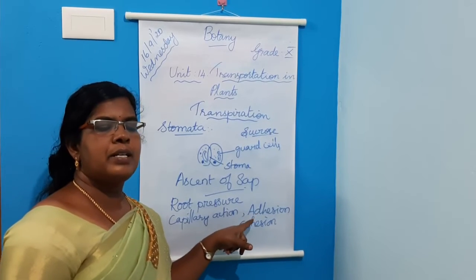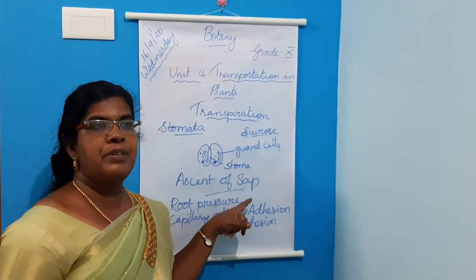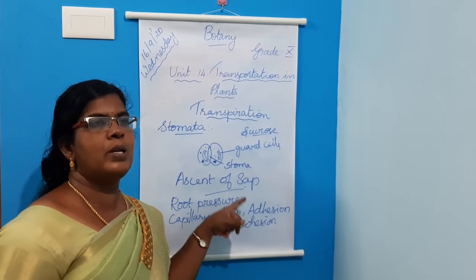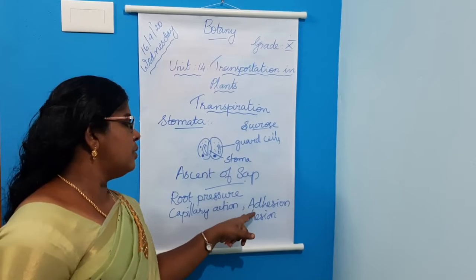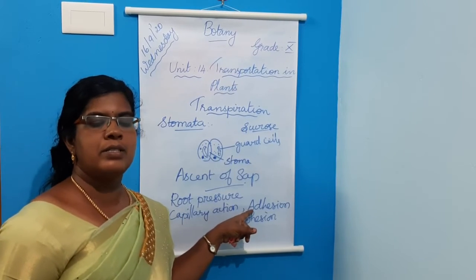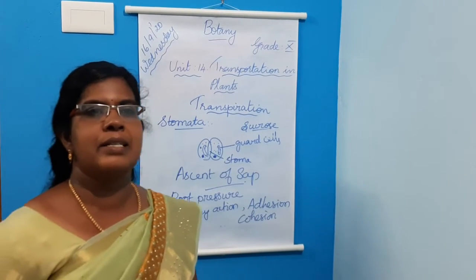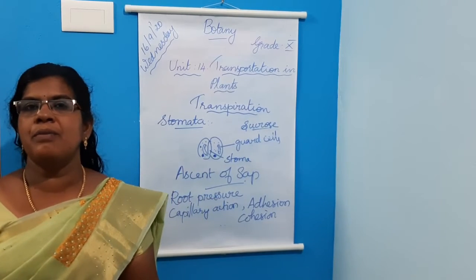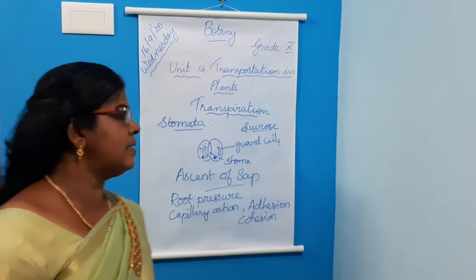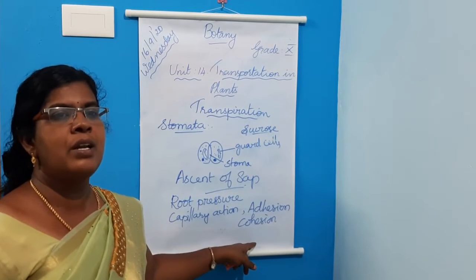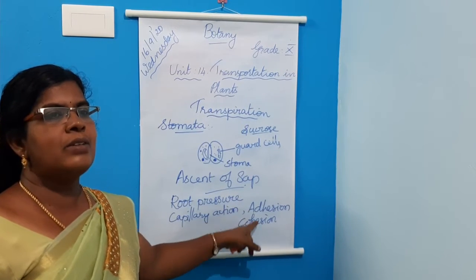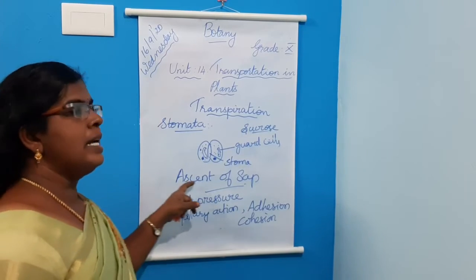Next, adhesion, the force of attraction between molecules of different substances, because soil contains soil minerals, water, etc. So this adhesion is a force of attraction between molecules of different substances. That is adhesion. Cohesion is the force of attraction between water molecules. These are the factors responsible for ascent of sap.